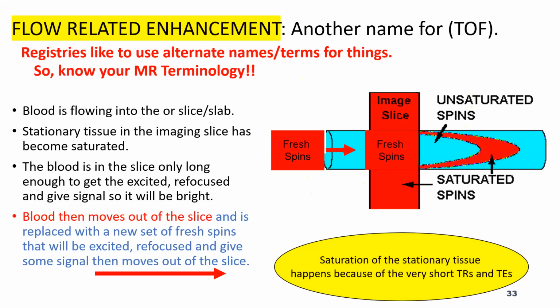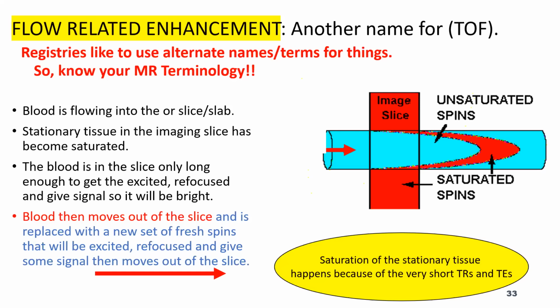What's happening is the blood is flowing in and flowing out. Notice these fresh spins are coming in and out. In the slice, acquire the signal, move away. Whereas the imaging slice is going to be dark. Okay, so registries like to alternate these names. I already said that to you. Flow-related enhancement equals time of flight.